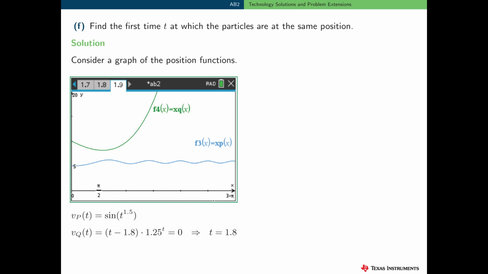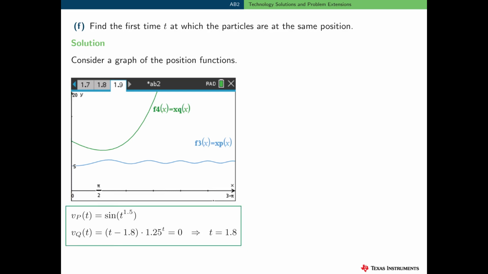Now, this graph suggests that the particles P and Q are never at the same position. But the graph isn't enough. I've got to confirm this analytically. To understand the position function for P a little bit better, I considered first the velocity function. Now, I know that the velocity function oscillates between -1 and +1.